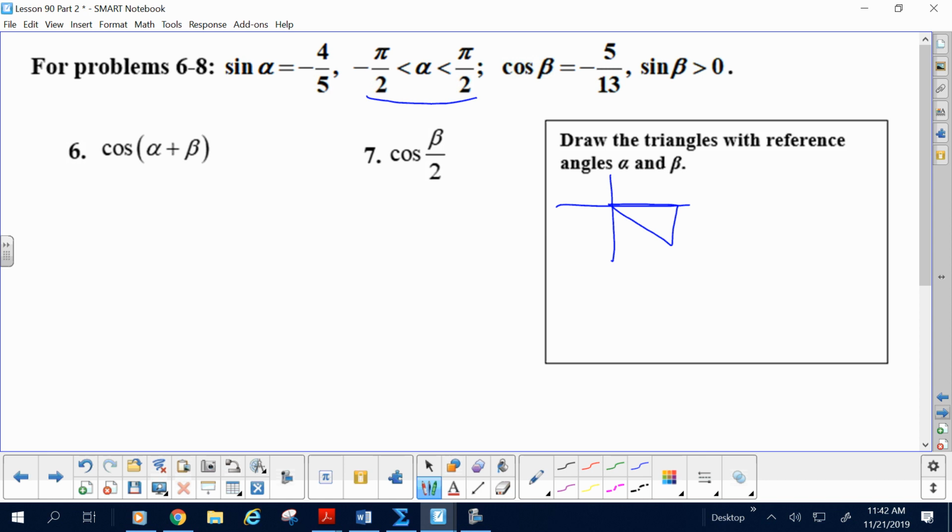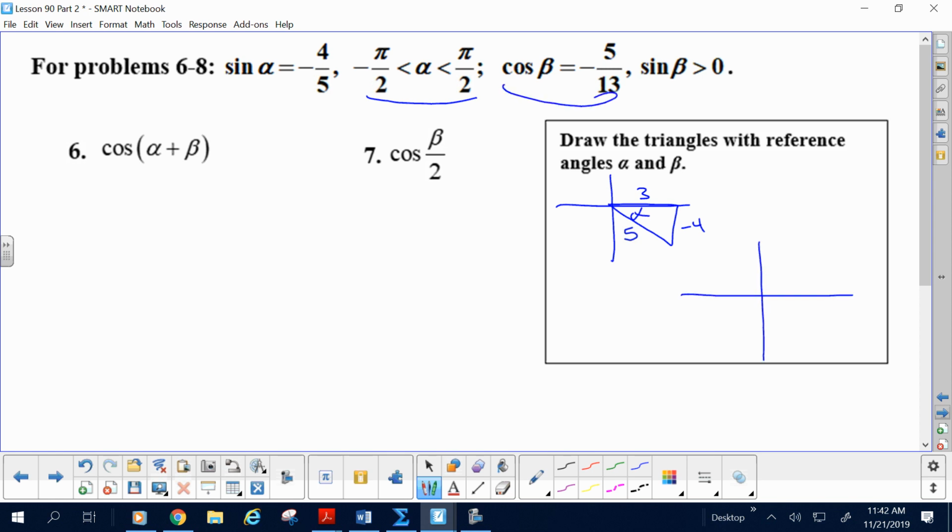What about the sides then? What goes where? Negative 4 is opposite. 5 is hypotenuse. Is the adjacent 3 or negative 3? Positive 3. All right. This is alpha. Beta.